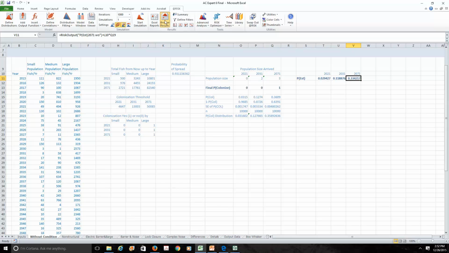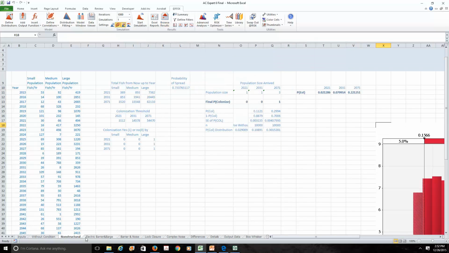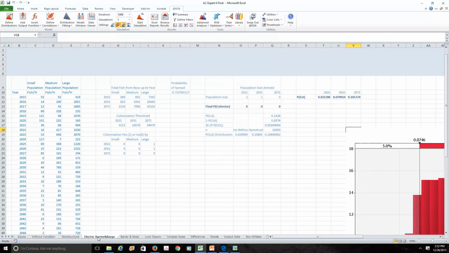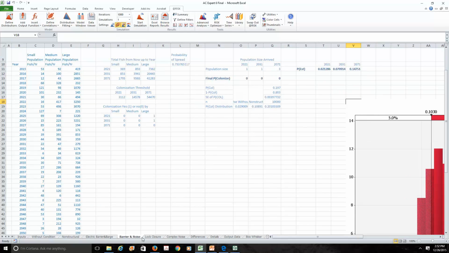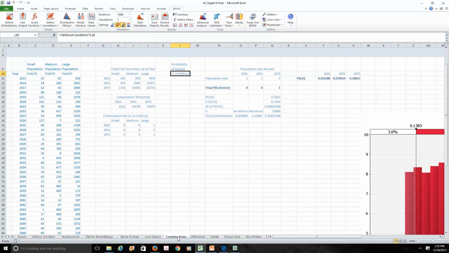distributions like these will be combined into one overall distribution. So there is a file like this completed for each expert. We have the without condition, we have the non-structural condition, the electric barrier, barrier plus noise, lock closure, complex noise by itself, and a number of analyses that were done with all of these.